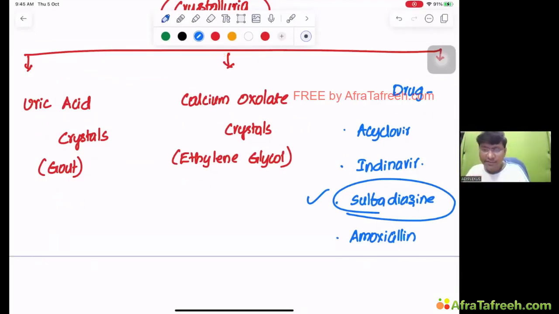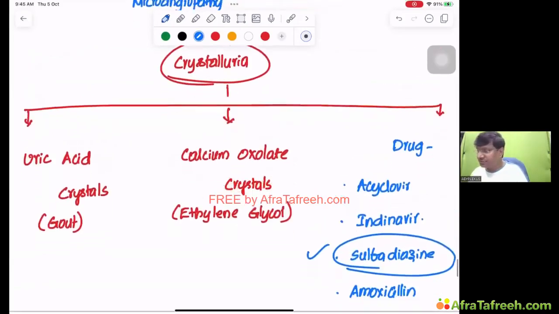In rheumatic fever, what is the drug that we give? The drug that we give is penicillin. That is benzathine penicillin we give. But if the individual is allergic to penicillin, then we give this sulfadiazine. Okay, right. So that is about the crystalluria.